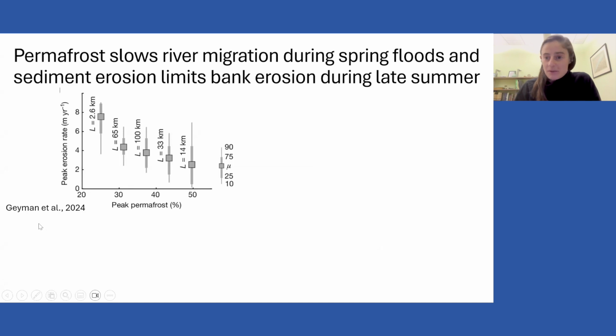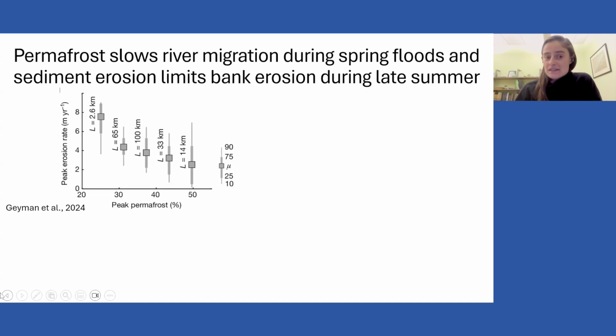This is a paper published by one of my colleagues, Emily. What she did is look at peak erosion rates along given river bends compared to the maximum permafrost extent in the banks. She demonstrated that as you increase the amount of permafrost in your banks, you tend to have much lower erosion rates. So we do seem to be at least partially limited by how fast we can thaw our banks.